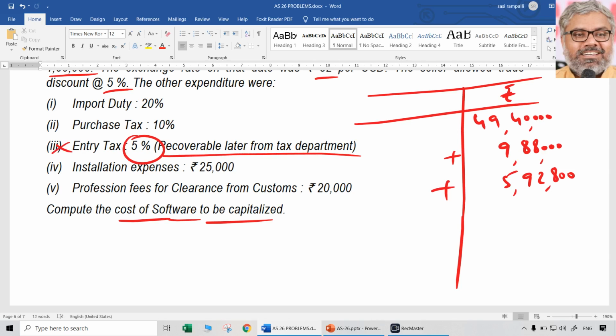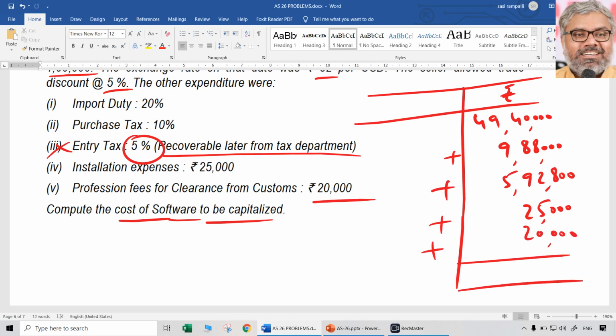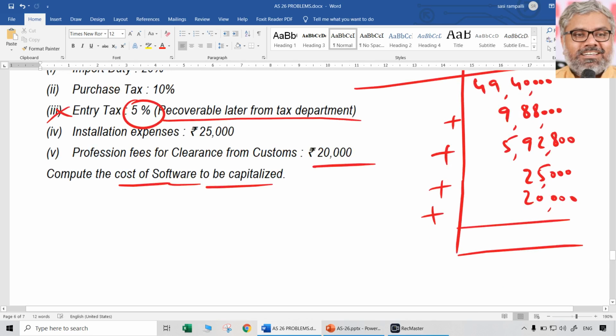So should we take it? No, we should not take it. That is recoverable, so there is no point of adding it. Installation expenses 25,000, should they be taken? Yes, they should be. Professional fees for clearance from customs. Yes, it should be also taken because these are all the costs incurred before the intangible asset, the software, was ready for its intended use. So you add all of them. Total will be how much? That is the cost at which this intangible asset has to be capitalized. 65 lakhs, 65,800.